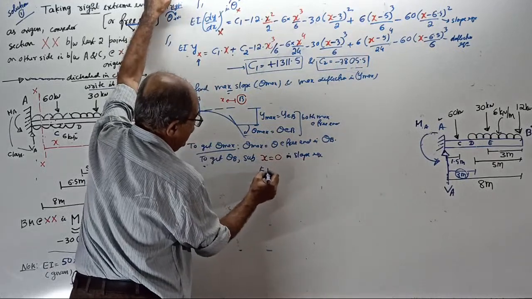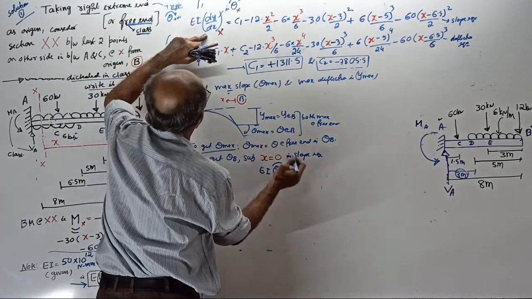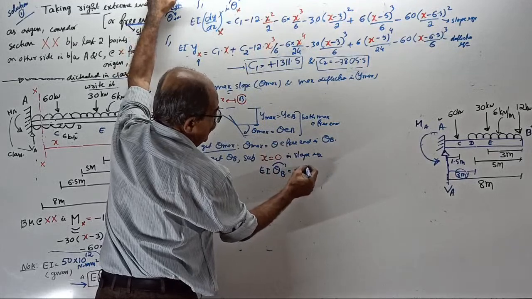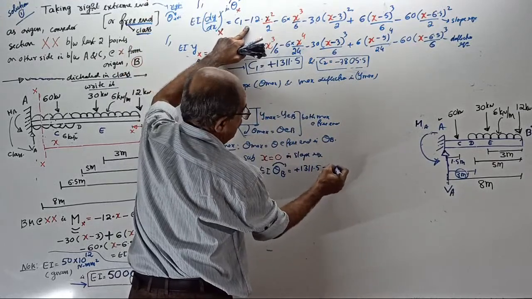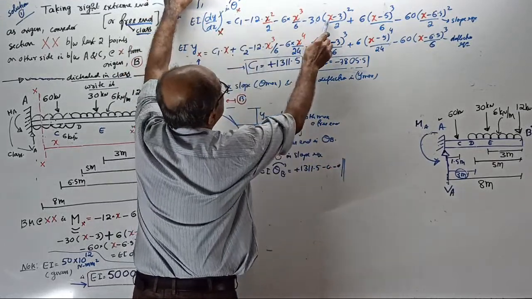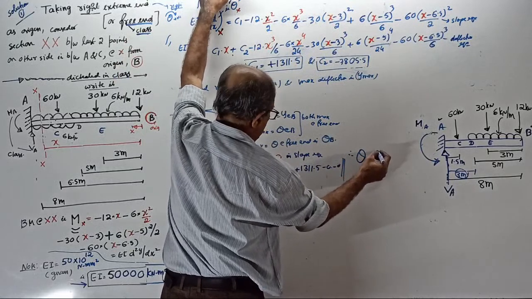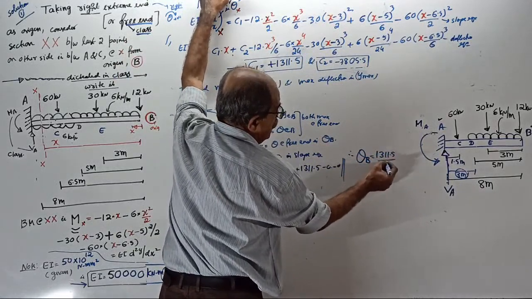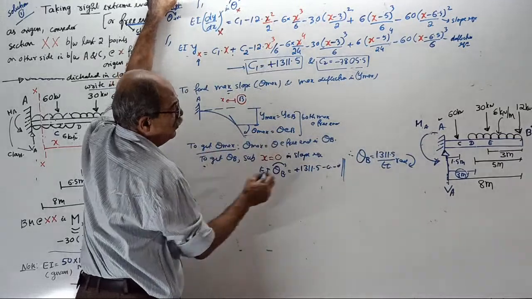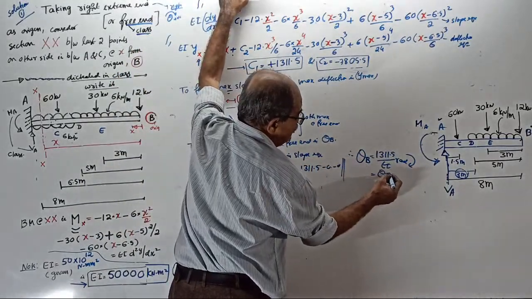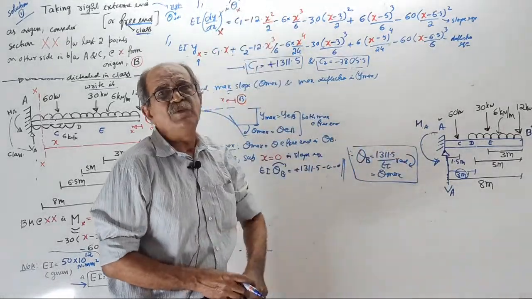Start. EI into theta at the point B in clockwise equal to C1 is to plus 1311.5. That's all. Then minus 0, plus minus 0. Why? 0 minus 3 is not to be considered. Therefore, your theta B equals 1311.5 by EI radian clockwise direction. Correct? See, it is clockwise. Now, this is equal to theta maximum. This is the answer. Stop here if EI value is not known.